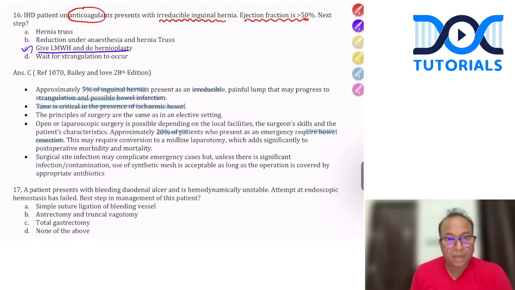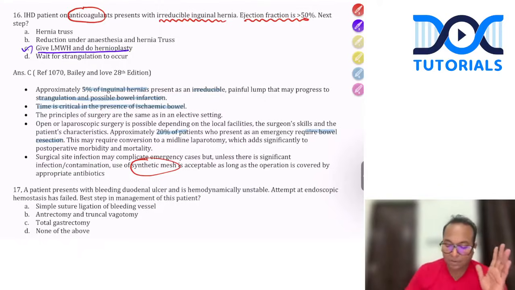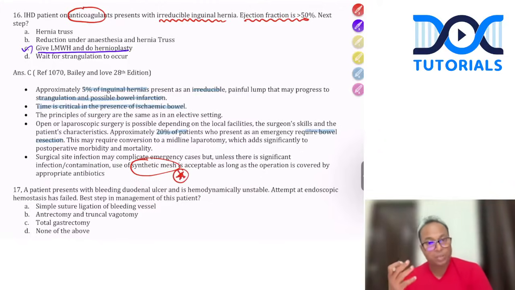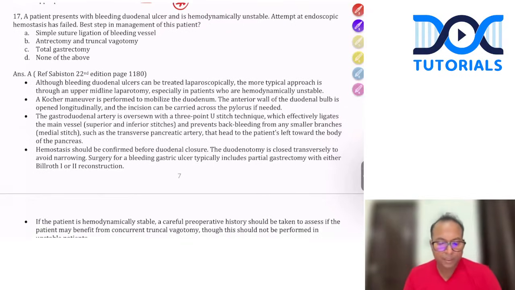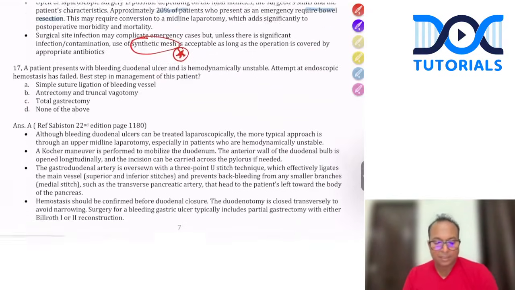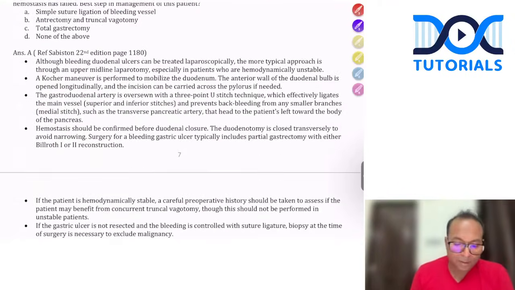Surgical site infection may complicate emergency cases, but unless there is significant infection or contamination, you can still use a mesh. That is very important. In obstructed hernias, can I use a mesh? Yes, you can, but you cannot use a mesh in a strangulated hernia or when contaminated bowel is opened during surgery. We have to give appropriate antibiotics. So the answer is low molecular weight heparin and hernioplasty. Don't do reduction. We will only do surgery.